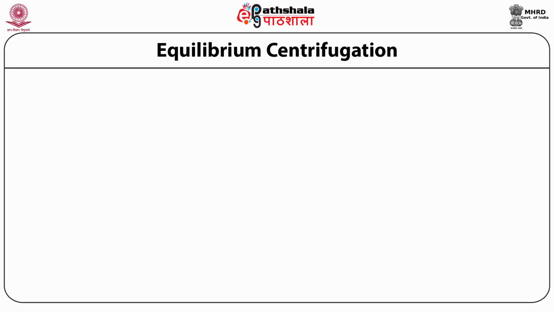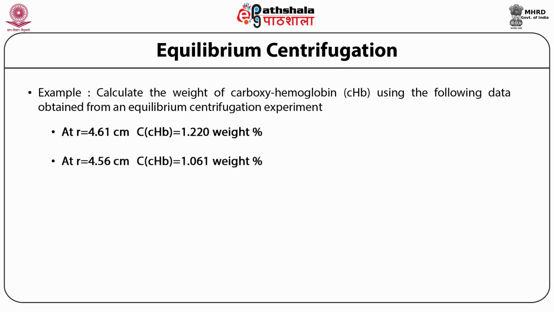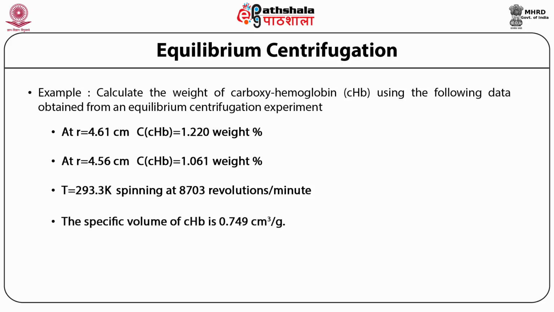If you fit this equation further, you can easily calculate the mass of the molecule, where the r value gives the basic idea of the molecular mass. For example, to calculate the molecular weight of carboxyhemoglobin using the following data obtained from an equilibrium centrifugation experiment: at r equals 4.61 centimeter it is 1.22, and at r equals 4.5 centimeter it is 1.061. Temperature is 293 K, spinning at a speed of 8703 rpm, the specific volume of hemoglobin is 0.749, and the density of water is 1 gram per centimeter.